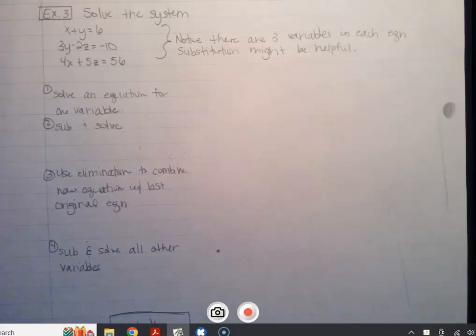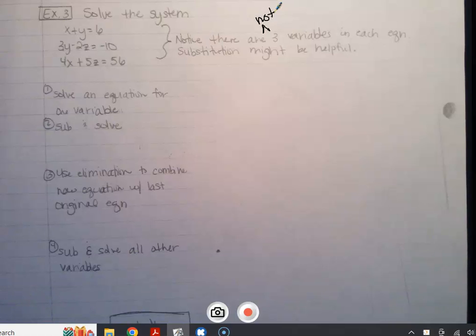Yeah, not all of them have 3. Like this first one doesn't have a z. And this one has a y and a z. And this one has x and a z. So yeah, this was a typo. Notice that there are not 3 variables in each equation. But there are 3 variables. There's still an x, y, and a z. They're just not all in one.